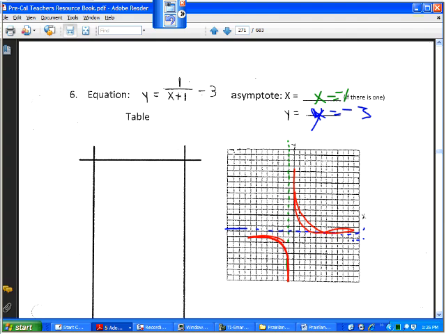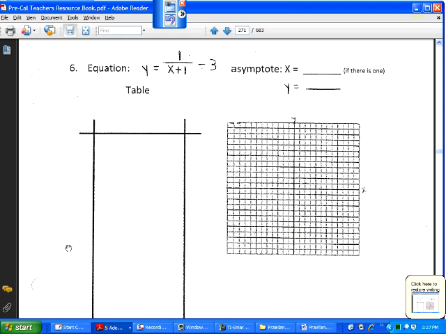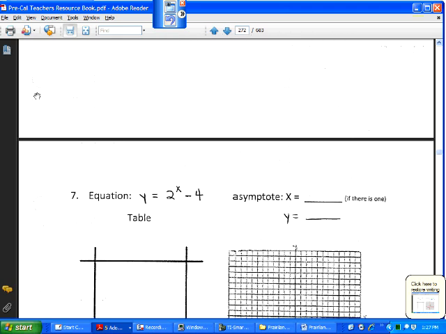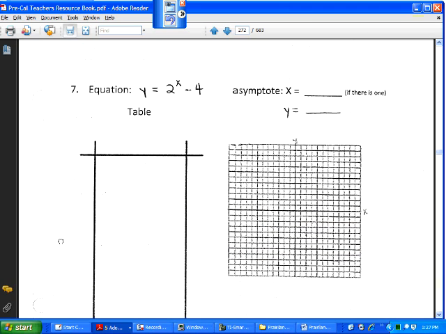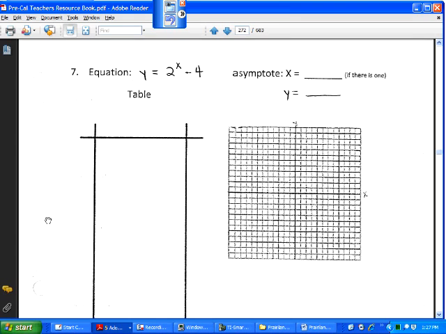So the concept here, when it's rational, you just have to try a bunch of points. You just can't do it easy. You just have to crunch through all that, okay? All right. Number 7. Number 7 is a what kind of a graph? Exponential. It's an exponential graph, okay?